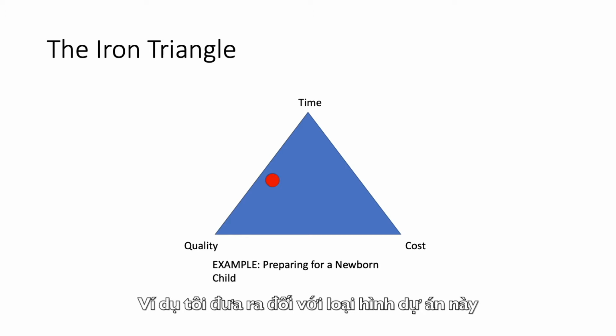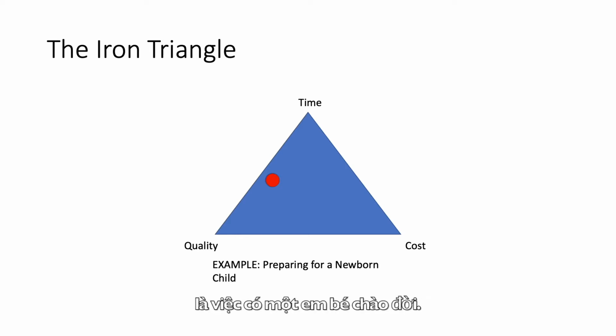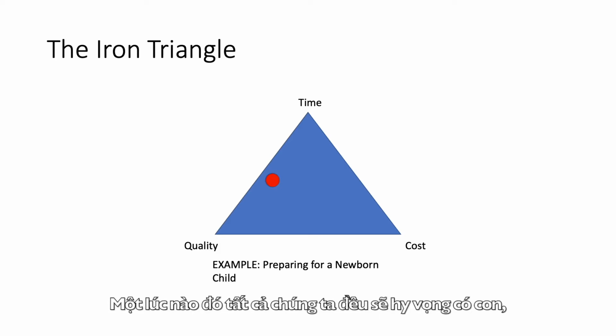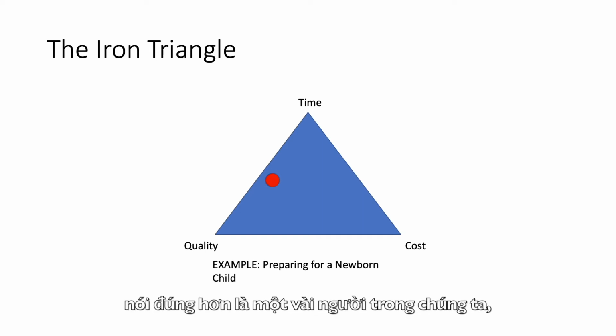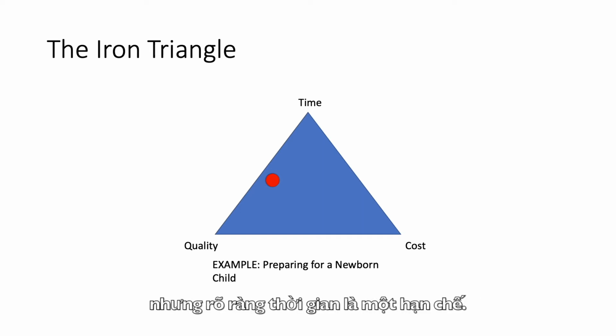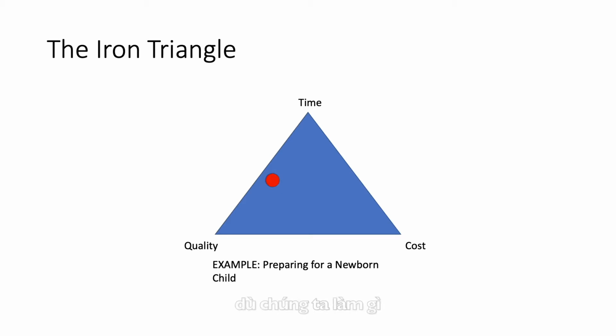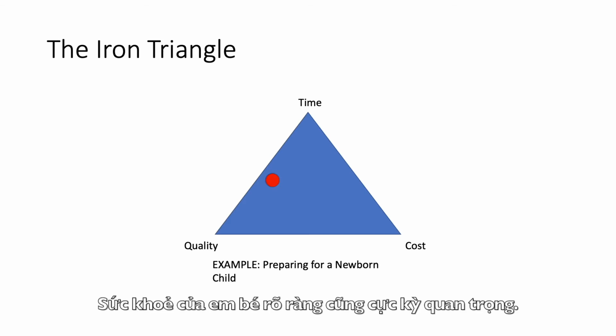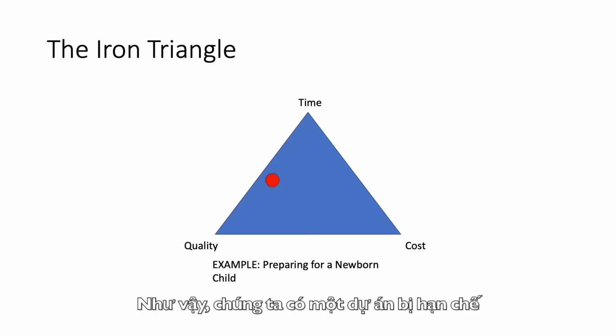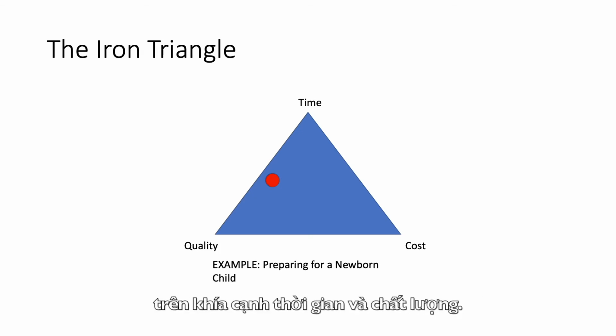So an example here of this type of project would be having a newborn child. Someday we all hope to have a child, some of us do, I should say, but clearly time is a constraint. The baby will show up, no matter what we do, at about 40 weeks into its incubation. And the quality of the child obviously is also extremely important. So we have a highly constrained project from a standpoint of quality and time.